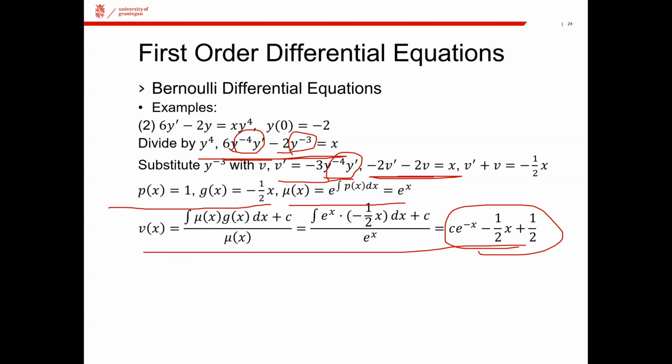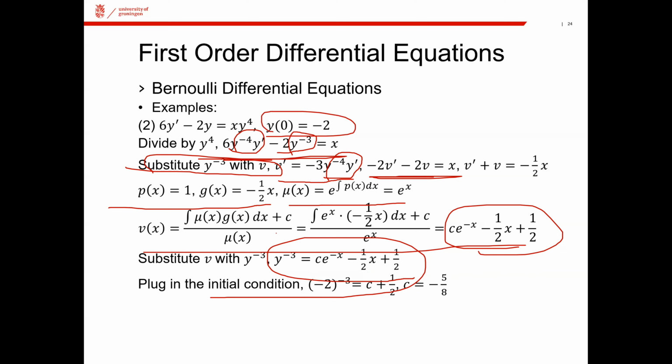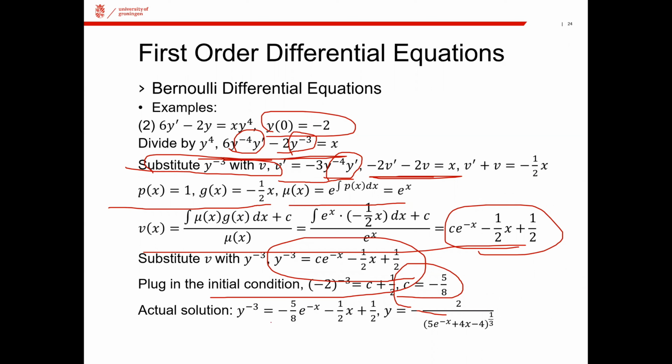And after that, we have to substitute v with y to the power of 3 again, and calculate the general solution of y, this one, but in this case, it is an implicit solution. And we plug in the initial condition, when x equals 0, y equals minus 2, and we find the value of c, and then we plug it in to get the actual solution. And this is the explicit solution form.